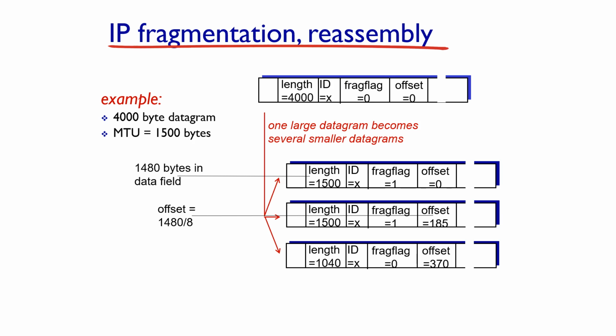These three are the fields used in the IPv4 header for the purpose of fragmentation and reassembly. So when it comes to the destination side, the ID, fragment flag, and offset will help us to combine the fragments together to make the datagram. Thank you.